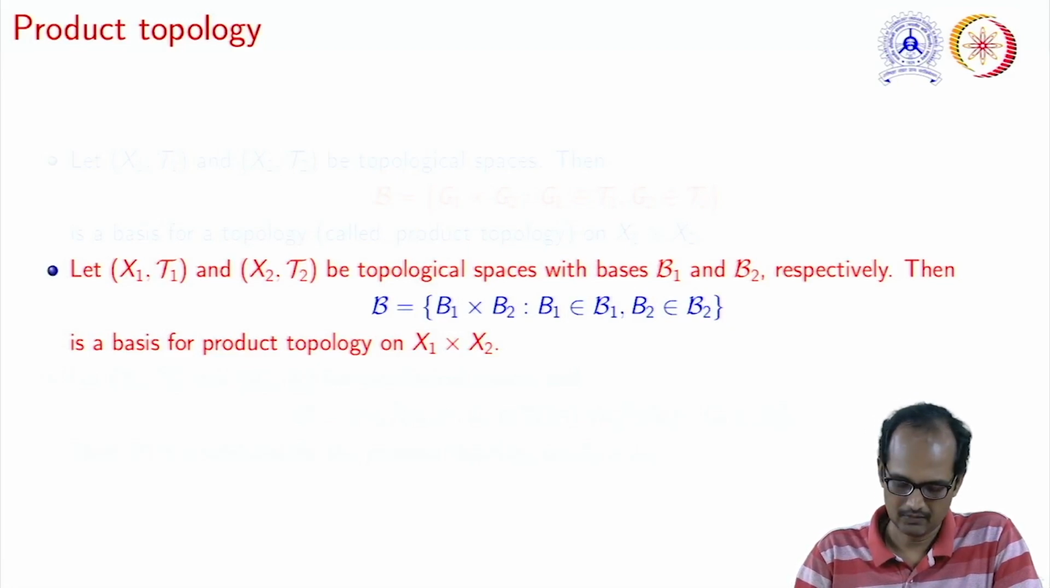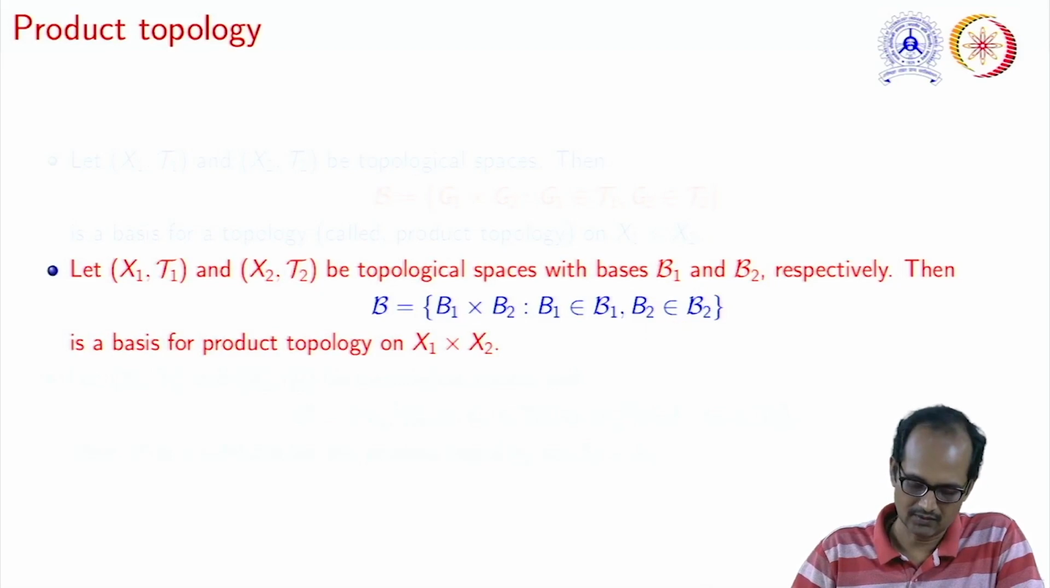We have also seen that we can reduce the structure of this basis, and that characterization was given in this particular fashion. If we are having two topological spaces (X1, tau 1) and (X2, tau 2) with their bases B1 and B2 respectively, then the collection of Cartesian products B1 cross B2, where B1 belongs to the basis of topology tau 1 and B2 belongs to the basis for topology tau 2, is a basis for the product topology on X1 cross X2.